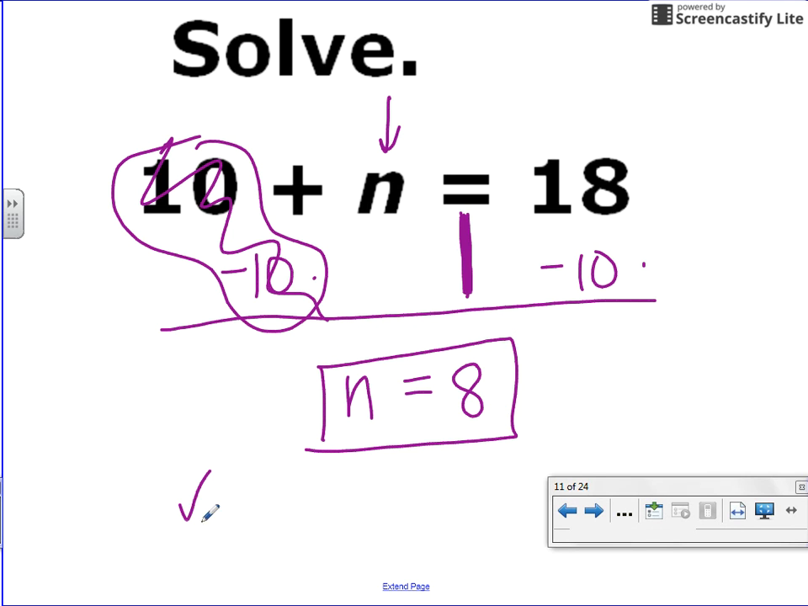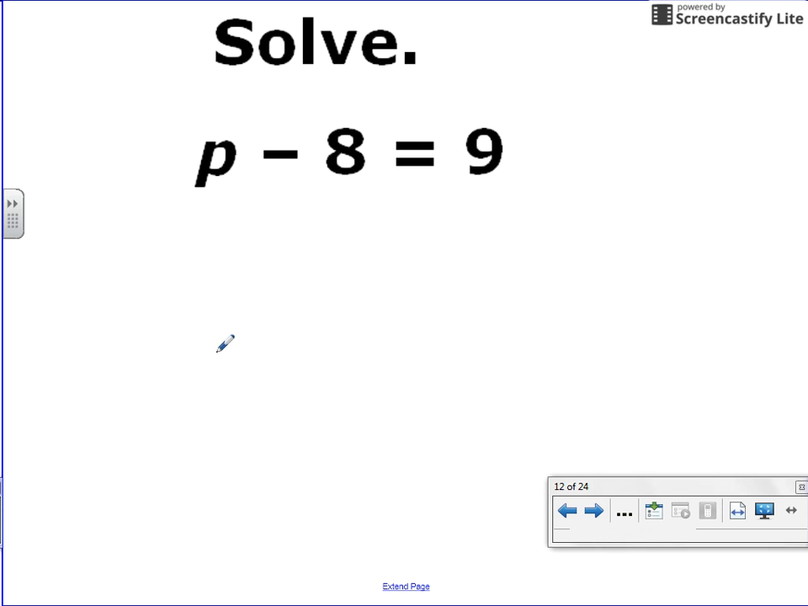What you should do is come down here and check. Go back to the original. It doesn't have to be anything fancy. 10 plus, I said the answer was 8. Is that 18? Well, yes, sirree, Bob, it is. It worked. Let's look at another one. P minus 8 equals 9. All right, here's my variable.